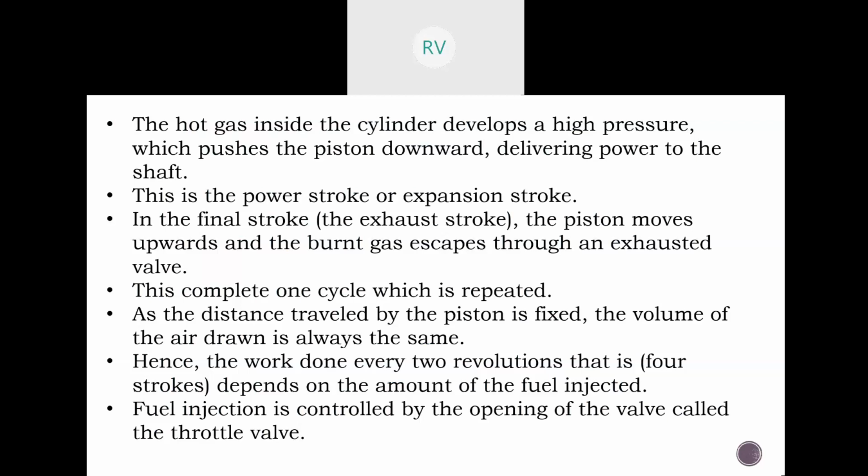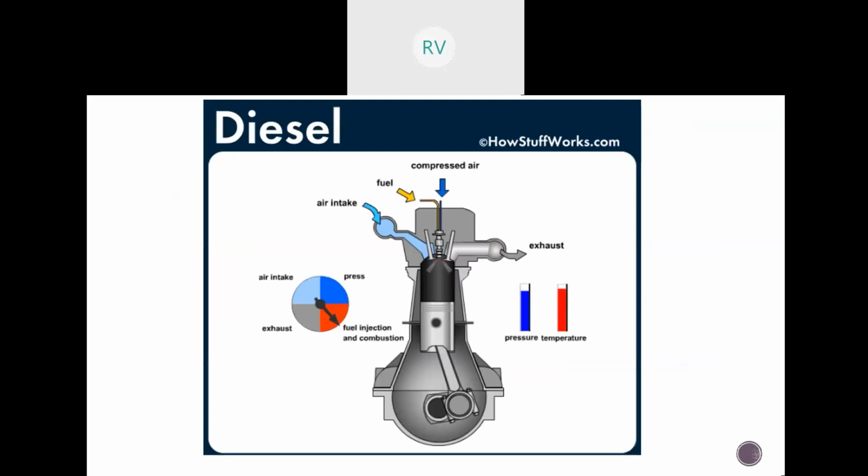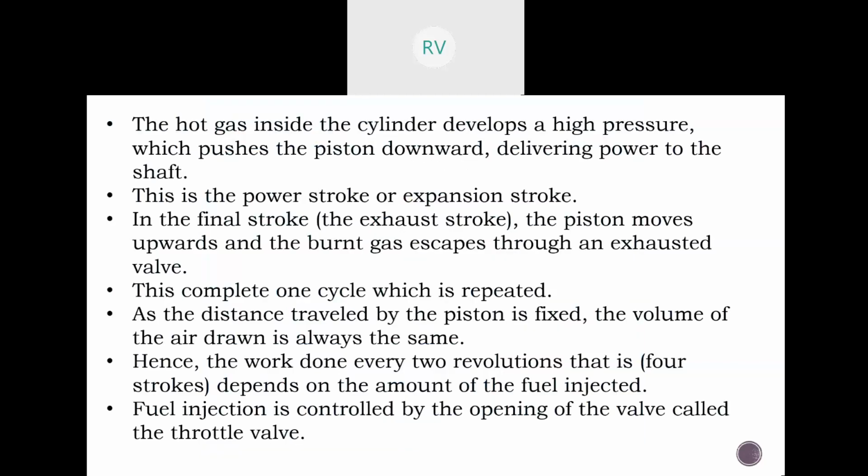In the final stroke, that is the exhaust stroke, the piston moves upwards and the burnt gas escapes through the exhaust valve. So now the ignition is done, and the piston will move upwards, and whatever gas we have used will be taken out through the exhaust valve. This completes one cycle, which is repeated.